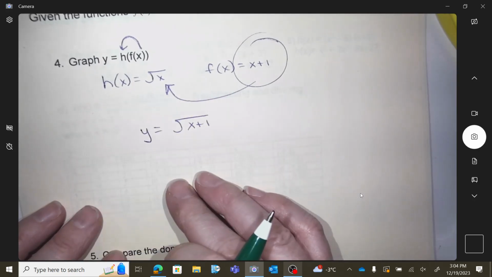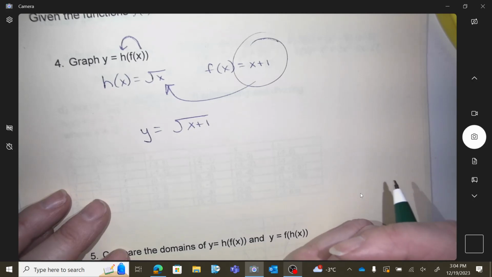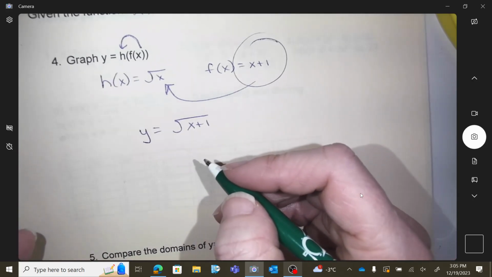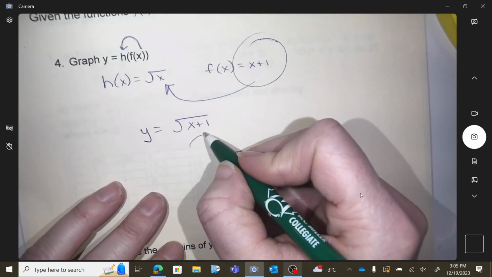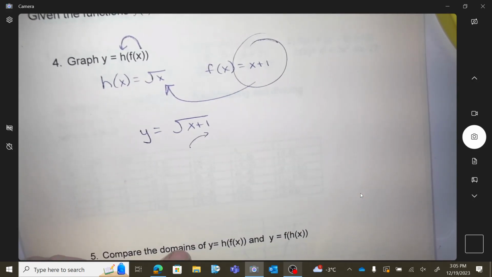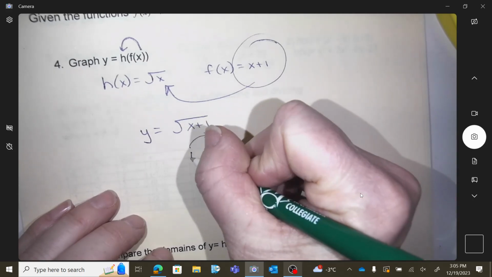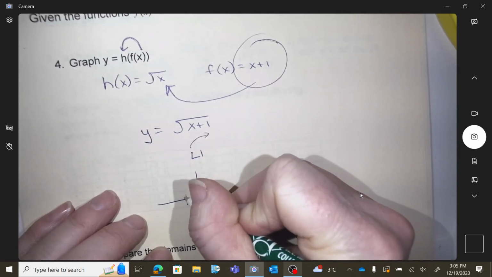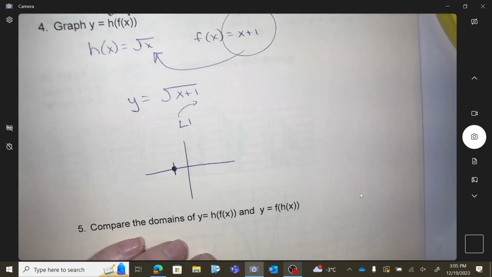What do you do when you graph radicals? Do you know what the radical shape even looks like? When I say what's the shape of a radical, you should visualize that as a shape, right? So, transformations. What do you got going on with this? Left 1. There's a left.